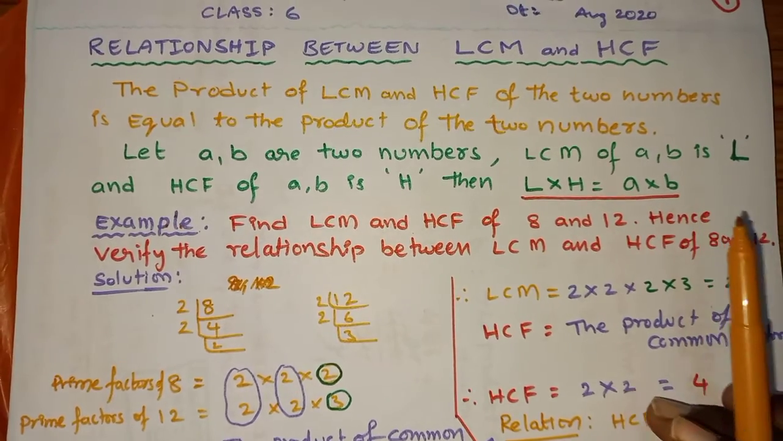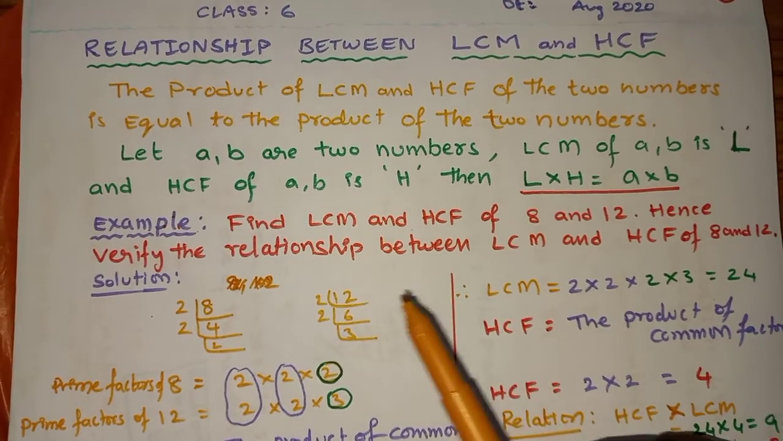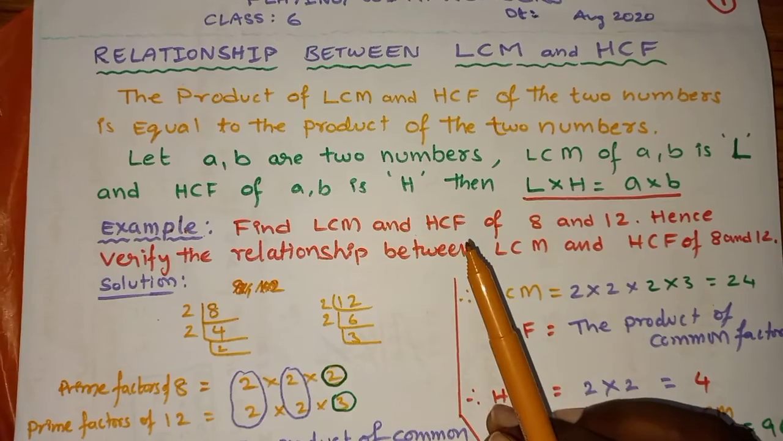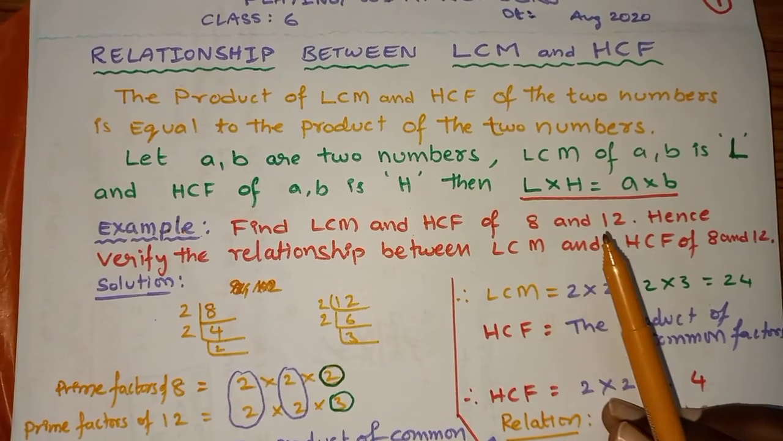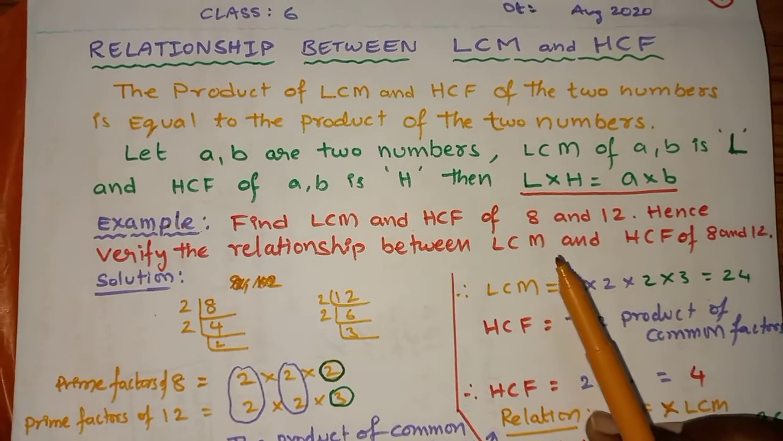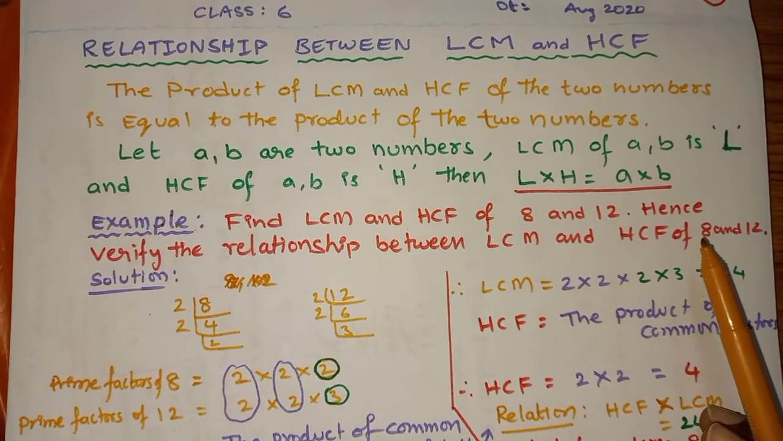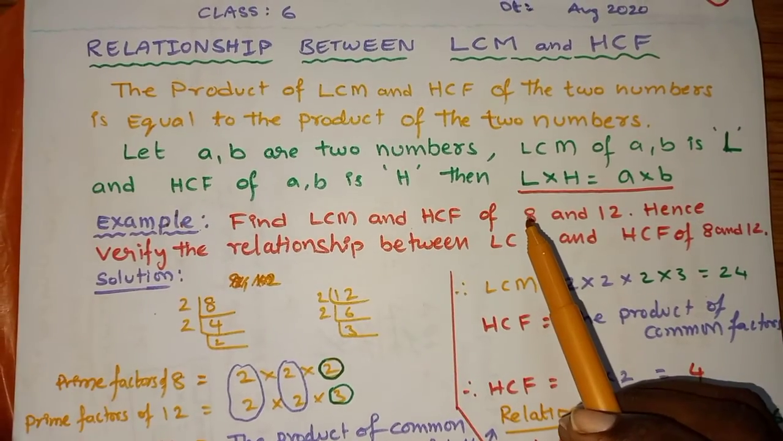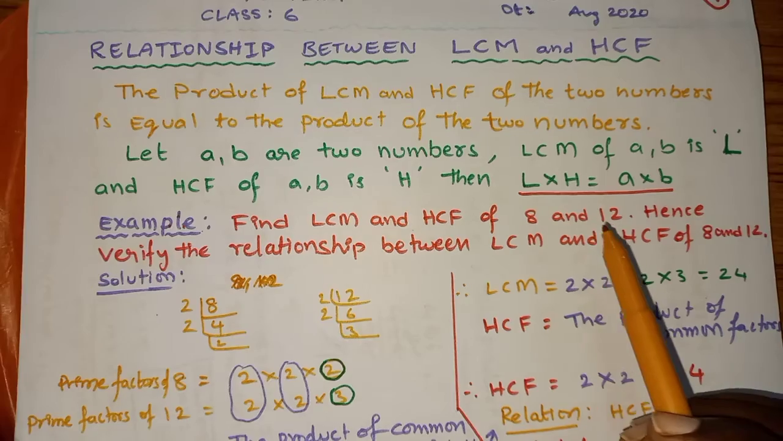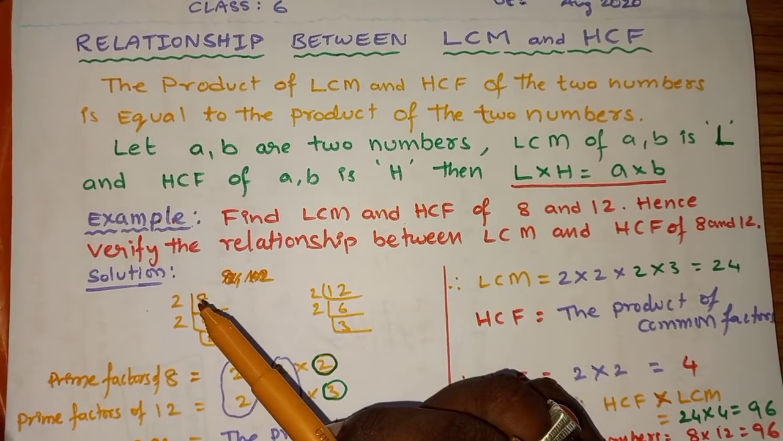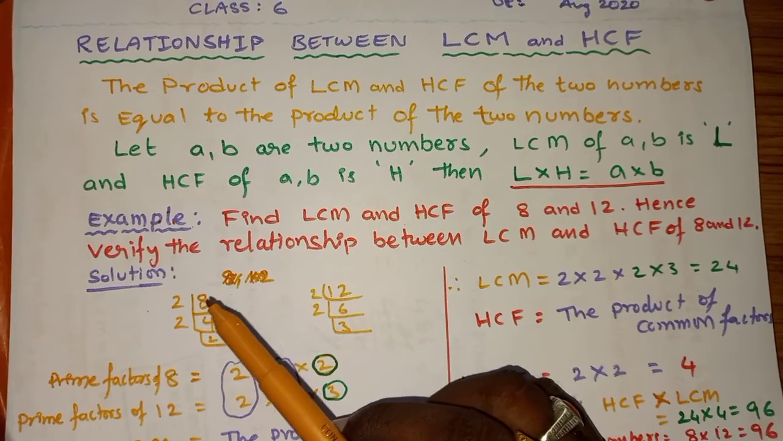I will explain with an example. First of all, example: find LCM and HCF of 8 and 12. Hence, verify the relationship between LCM and HCF of the numbers. For that, first, the given numbers are 8 and 12. So, prime factorize by using division method.